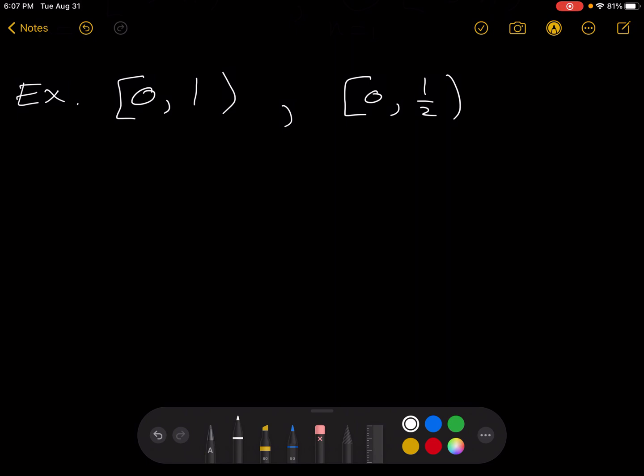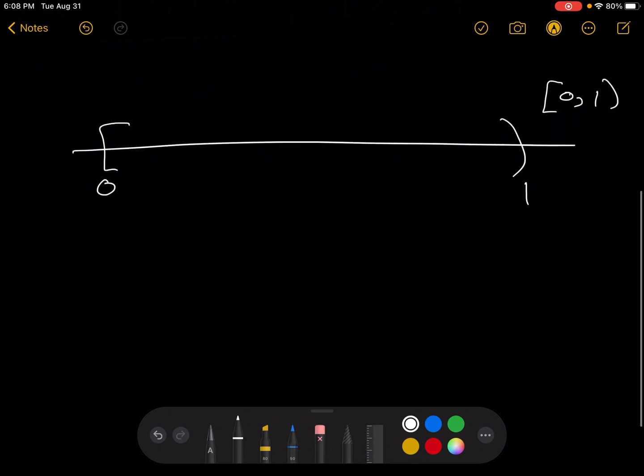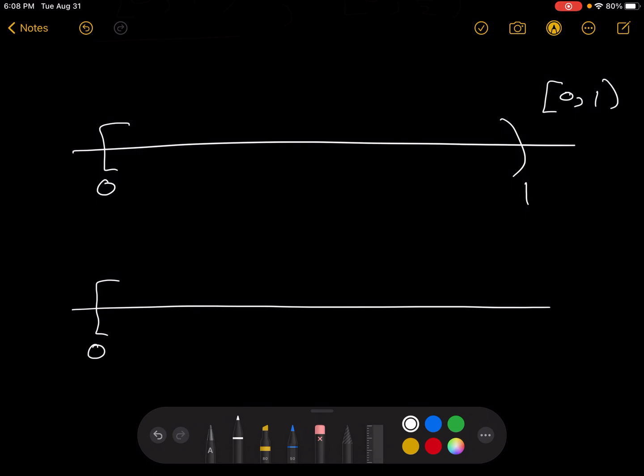Okay, so first the interval [0, 1). I'm going to draw this interval here. You've got 0 there, so that means we're including 0 in the interval, and you've got 1 here, which we're not including. So it's all the real numbers between 0 and 1, including 0, not including 1. Now, [0, 1/2).